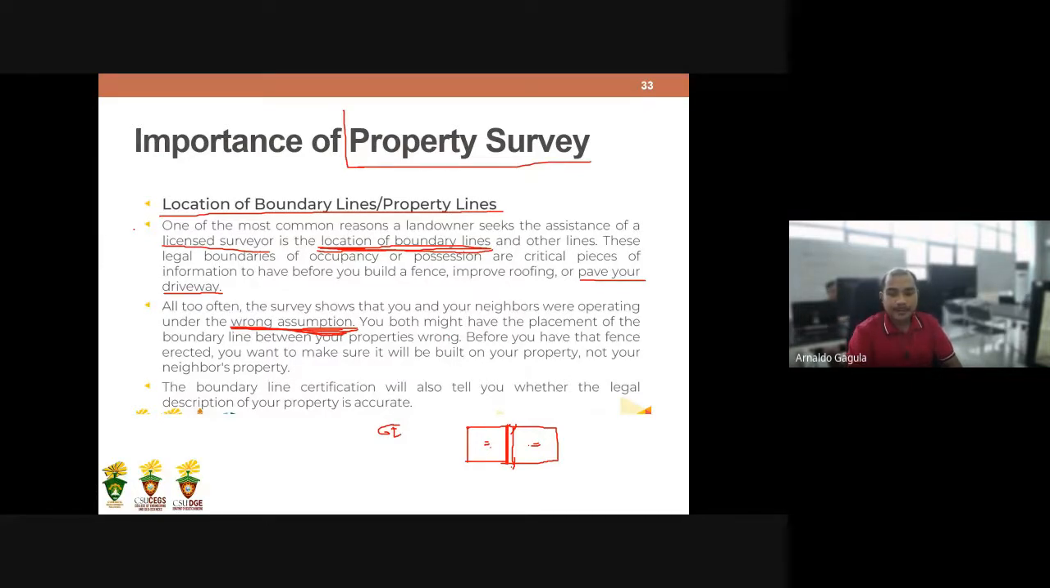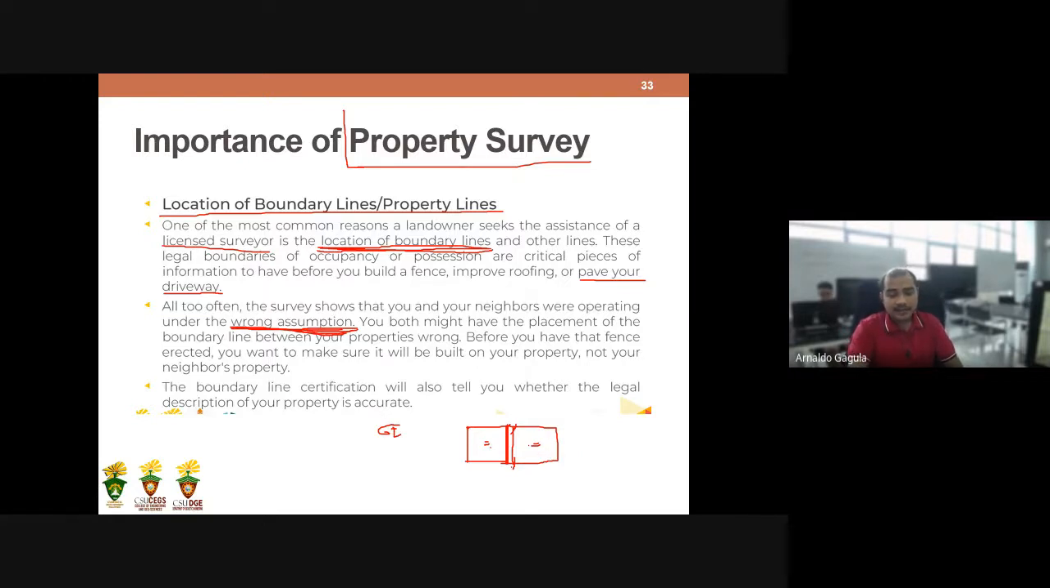And before you have that fence erected, you want to make sure it will be built on your own property, not on the neighbor's property. This is one problem: building a fence even though the boundary has not yet been determined. Then when it encroaches, the neighbor gets angry, because they say that is their boundary. So that's a common conflict, a common problem you will encounter when you are practicing your profession, dealing with this kind of person.